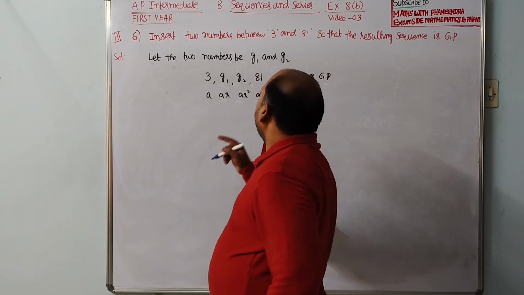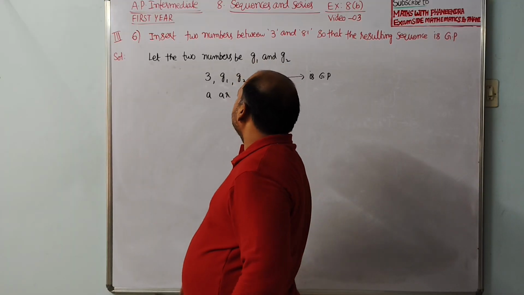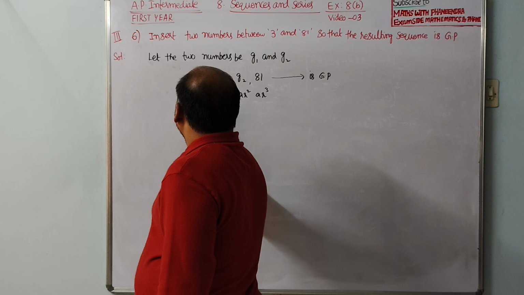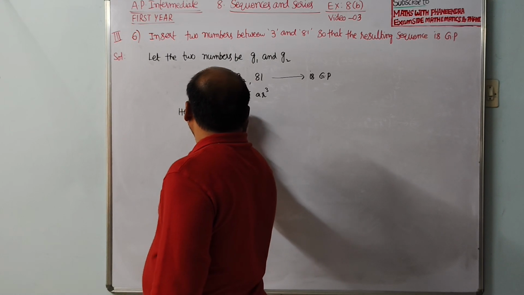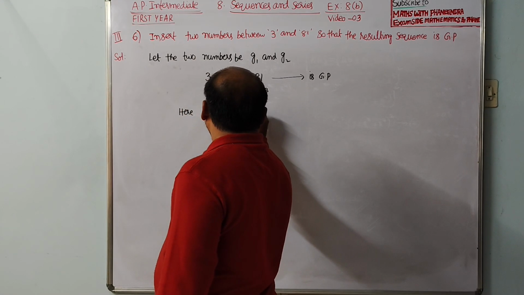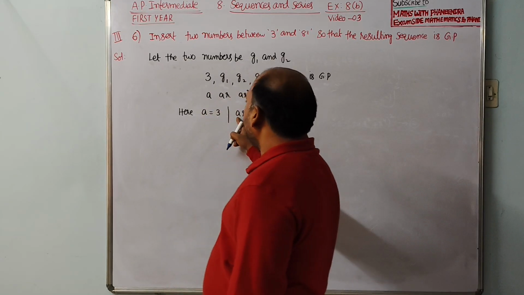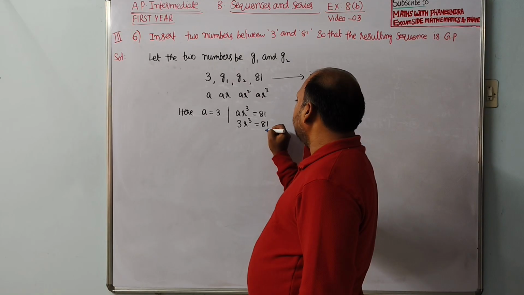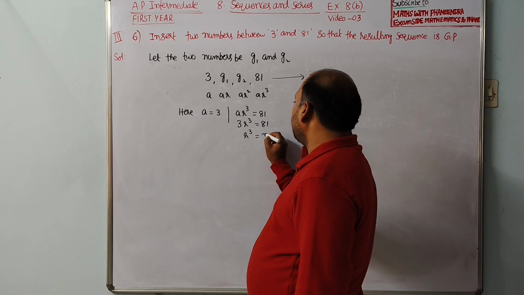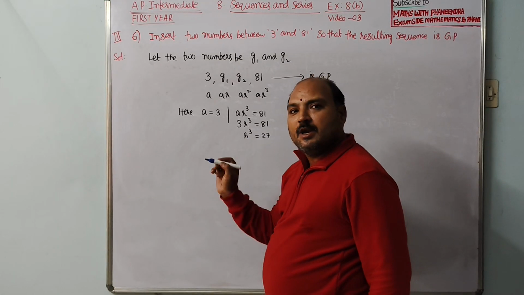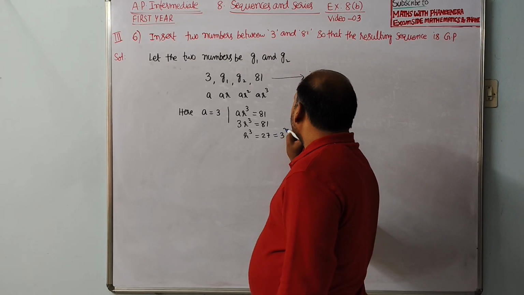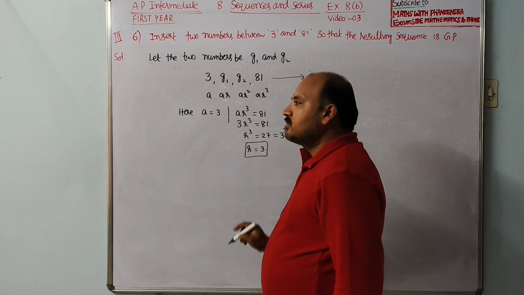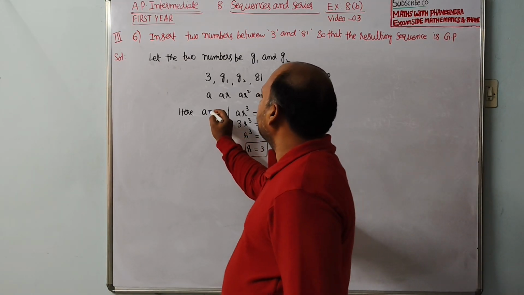See, to get the values of G1, G2, here A, the first term, is 3, and AR cube, the last term, is 81. A is equal to 3, substitute in this. 3R cube is equal to 81. R cube is equal to 27. 27 can be written as 3 power 3, no? So that implies that R is equal to 3. So R is equal to 3, A is equal to 3 we got.